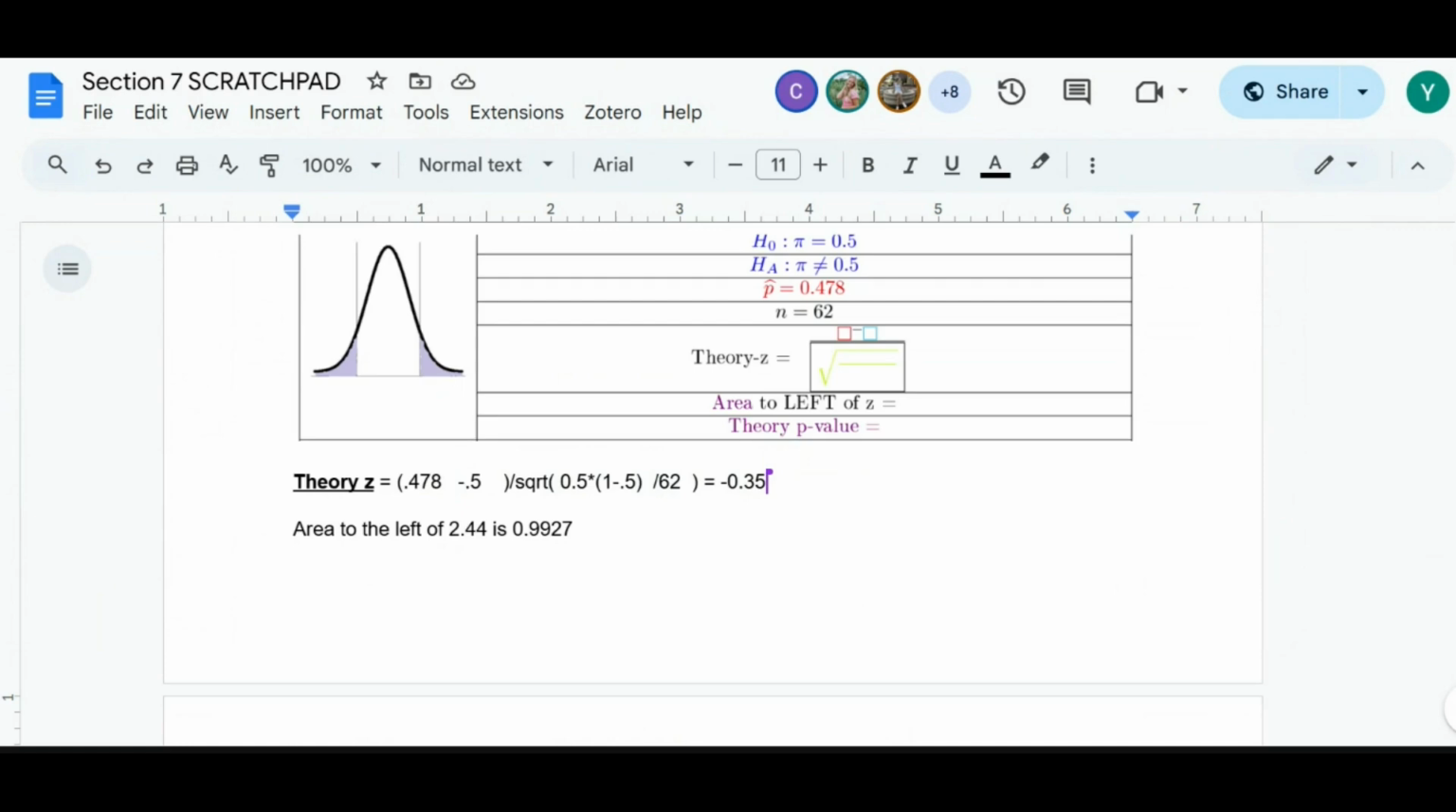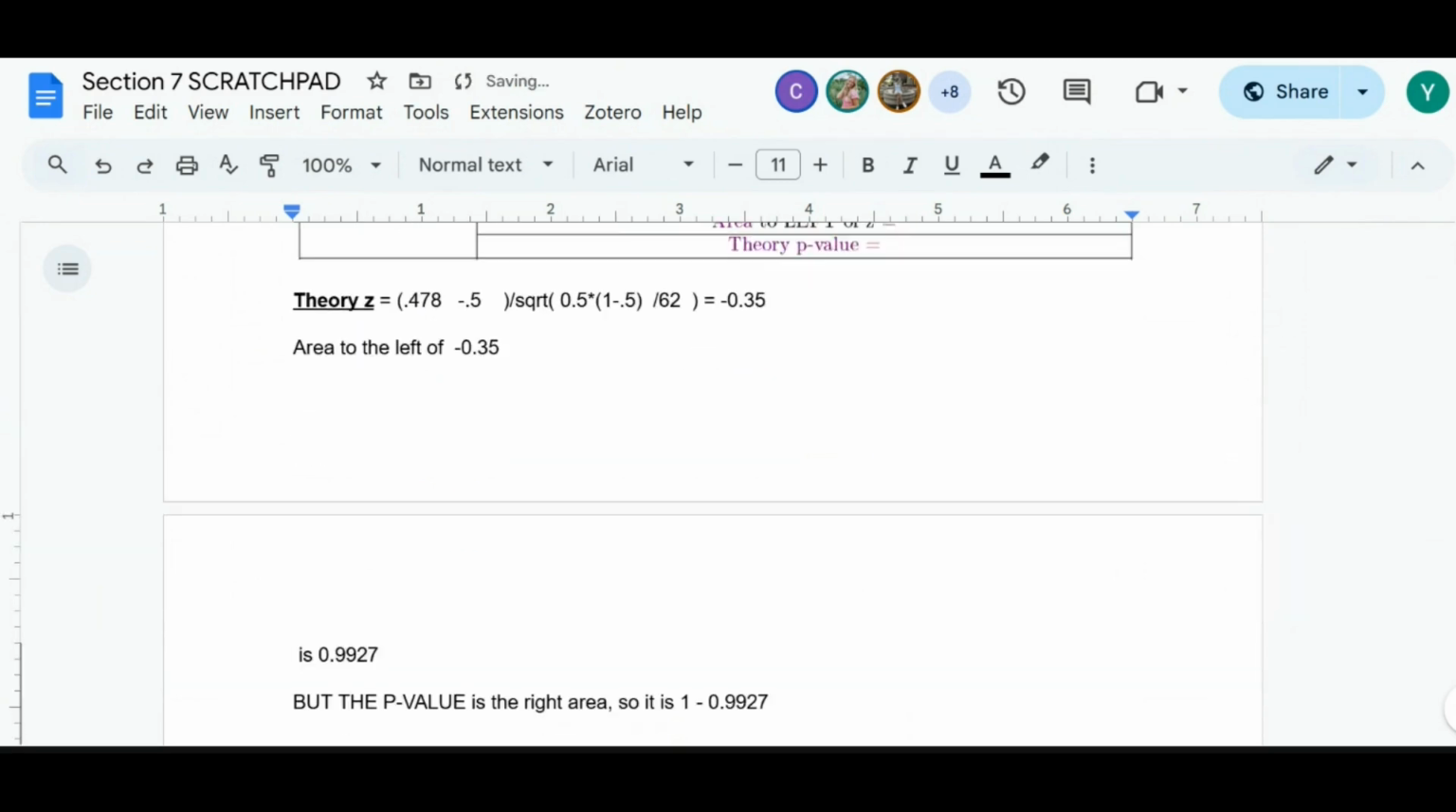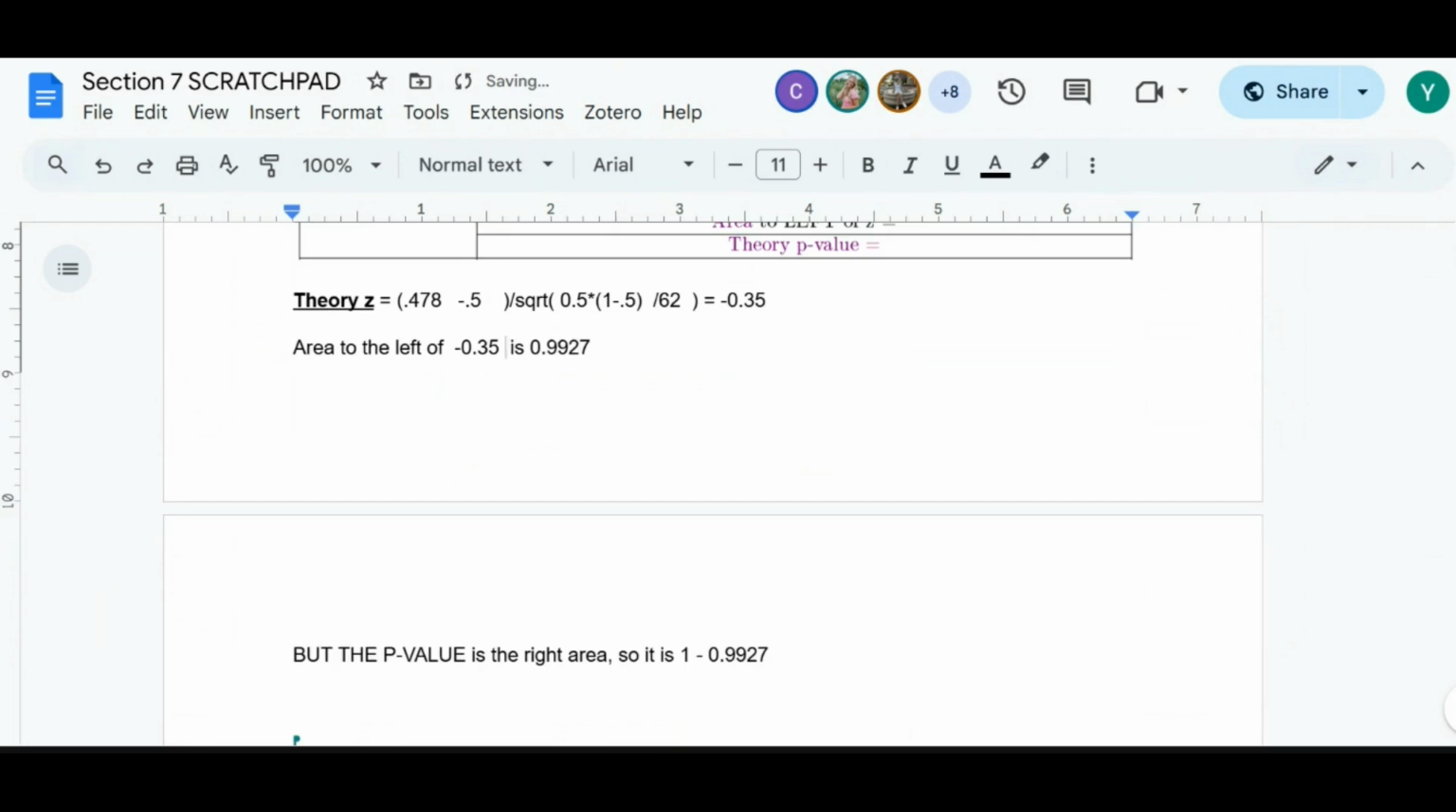Yeah, first of all, it's negative. Good. Now, did any other group get something like this? Minus 0.3 thereabouts. Good. Okay, so thank you. So answer me this. What is the area to the left of minus 0.35? You notice that I always go to the left side of things because that's what the table can do. What is the area to the left of minus 0.35?